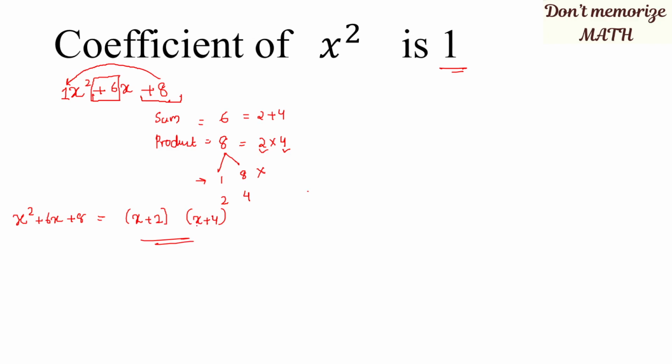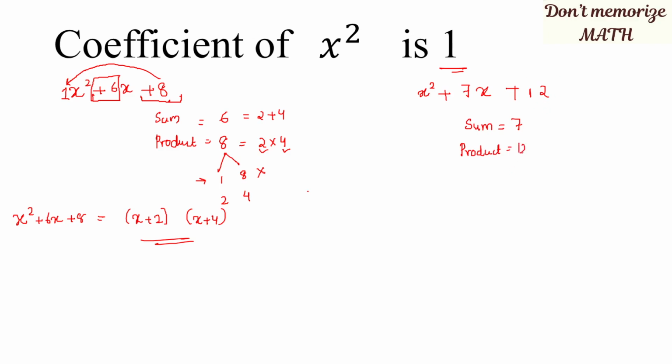So we will discuss one more question like this. I will write the question, that is x square plus 7x plus 12. Is that okay? Yeah. x square plus 7x plus 12. Okay, so what is sum? Sum is the number with x. So here the number with x is 7. So sum is 7. What is product? Product is the constant number or the number without x, that is 12.